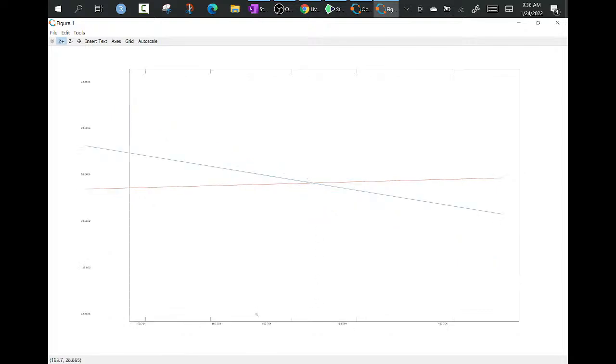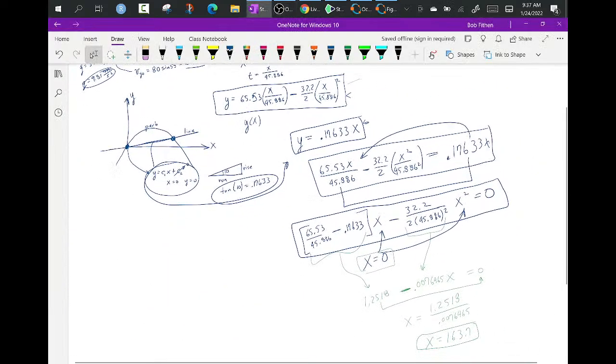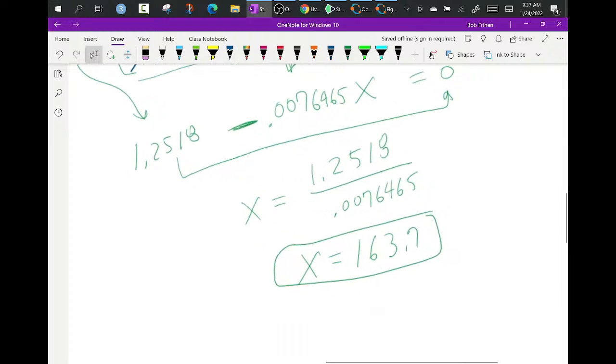So what you're seeing down here, 163.704, 163.704. They all say that. I've zoomed in so close that 163.704, is that what I got? Yeah, so that's what we ended up with.